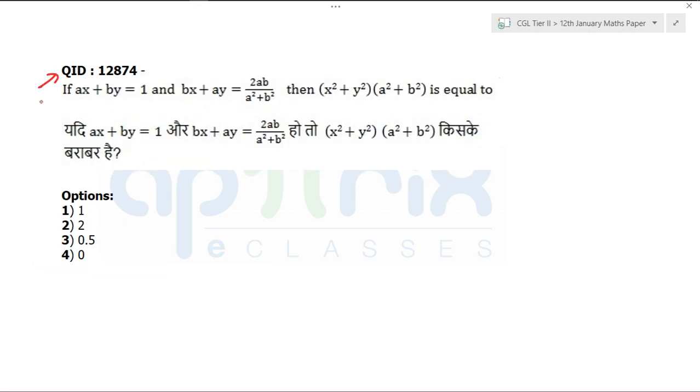Question number 74. Question number 74 says ax plus by is equal to 1, bx plus ay is equal to 2ab upon a square plus b square. Then what is this particular value?